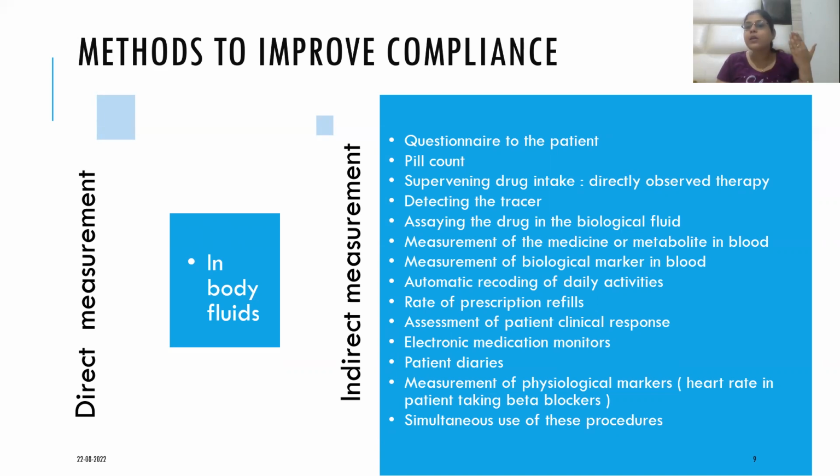And there can be directly observed therapy, like the nurses in leprosy and tuberculosis do the directly observed therapy of the patients to supervise the drug intake. So that can lead to more compliance of the patient. We can also detect the tracer. A tracer is an inert substance which is chemically unreactive, which when given in the body will attach to the drug particle and we can trace the presence of the drug particle in the body. Like they can be bromide or phenobarbital or nitrobenzene or azobenzene. These are the tracers which we can use.